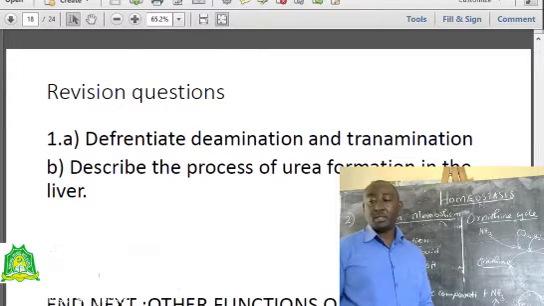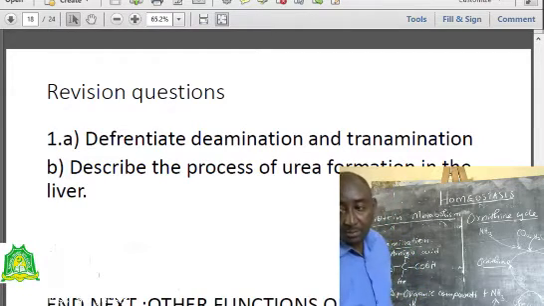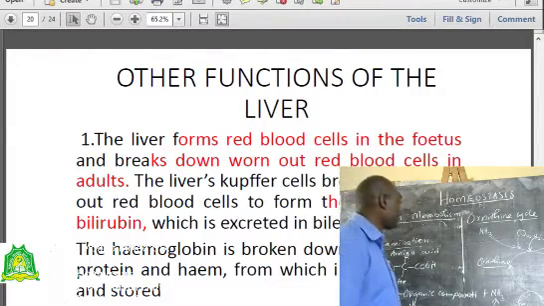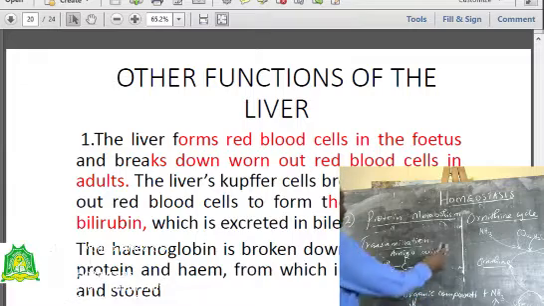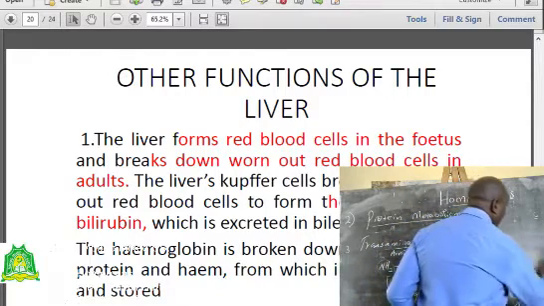Then you can also get this question, which I request that you write it down. That is to describe the process of urea formation in the liver. Describe the process of urea formation in the liver. Thank you. Let us continue, and we also look at other functions of the liver.